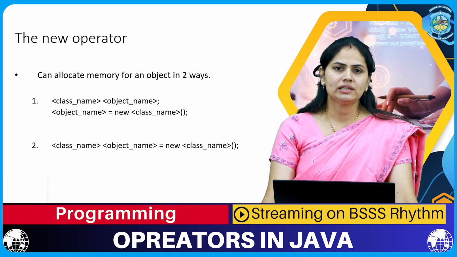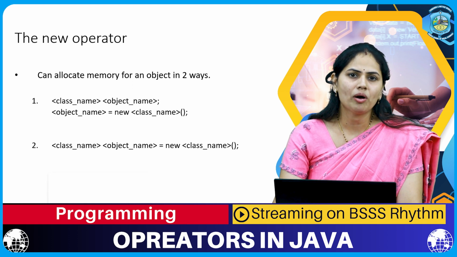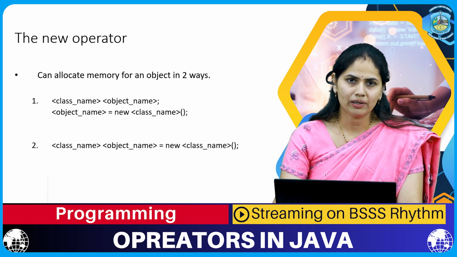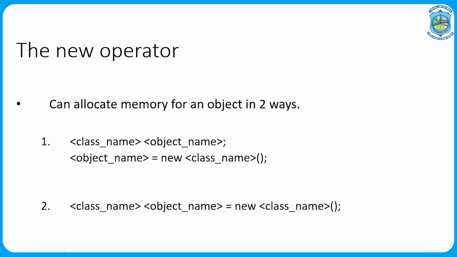Then this is the new operator. This operator is new in Java. Basically, the new operator is used to allocate memory in Java. The new operator can allocate the memory for an object. It is used to create an object in Java, and the object which we are creating gets some memory by using the new operator. So, this is the syntax for creating an object.